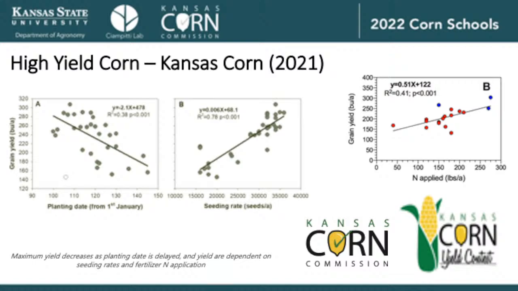April 15 is the first point on the line on figure A, and the maximum yield in corn starts going down as you move forward after April 15. Seeding rate, all the time. As we discussed in the whole presentation about seeding rates, the highest yields are coming from the highest seeding rates.